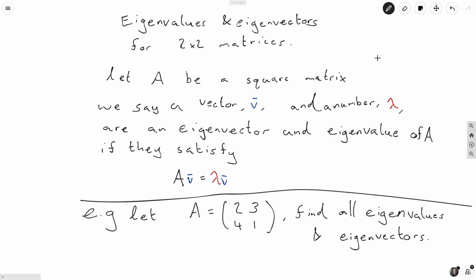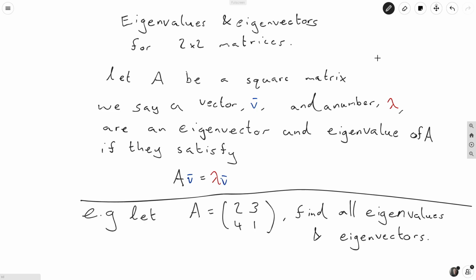So let A be a square matrix. We say a vector V and a number lambda are an eigenvector and an eigenvalue of A if they satisfy this equation here, which says A applied to V is equal to lambda times V. This just means that when we put V into A, we get out the same result as if we had just stretched out V by a factor of lambda.